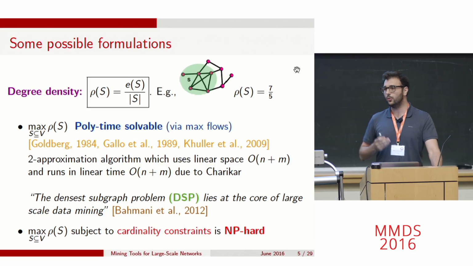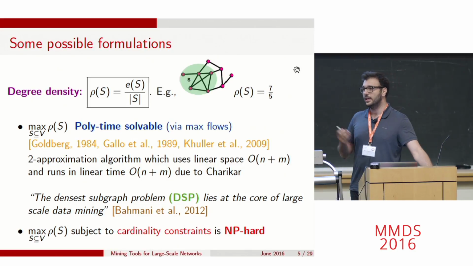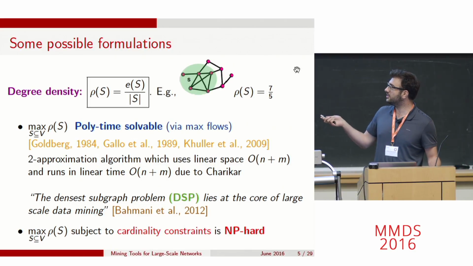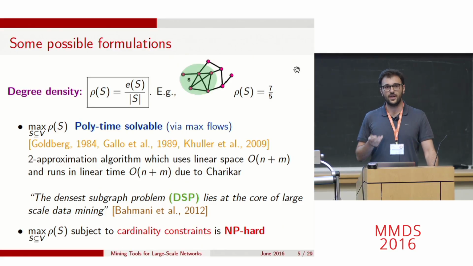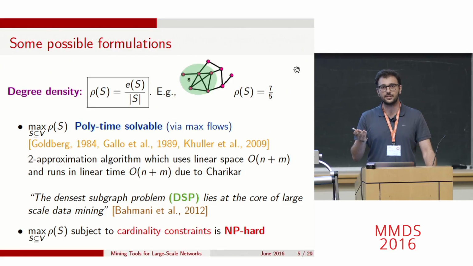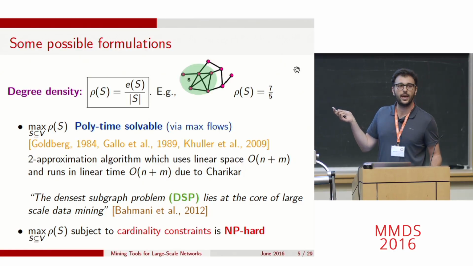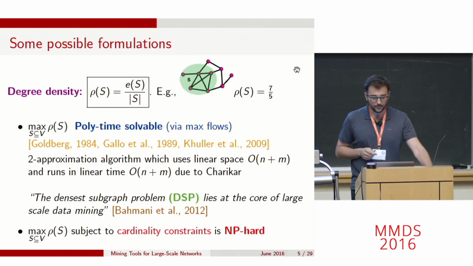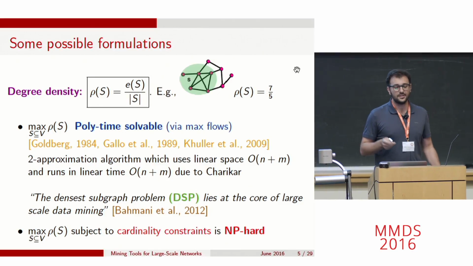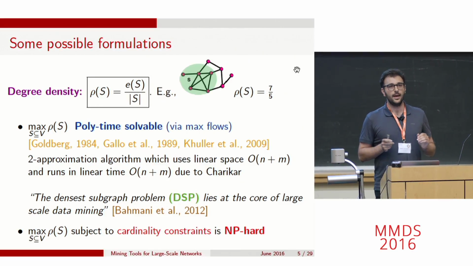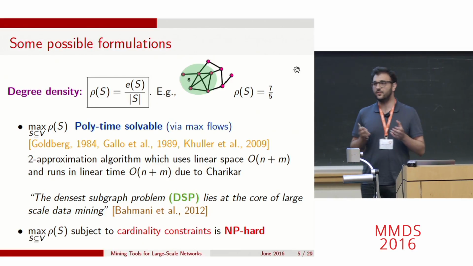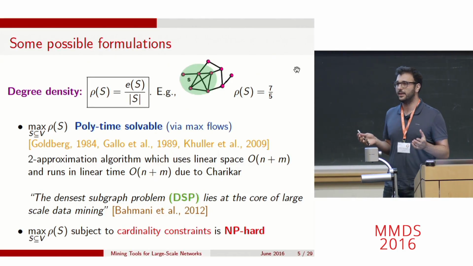So you may ask, why do we need an approximation algorithm if we can solve the problem exactly? Well, it turns out that the two-approximation is very, very efficient. It runs in linear time and uses linear space. So n is the number of nodes, m is the number of edges. This problem here is known as the densest subgraph problem. And as a problem by itself it is very important in many different applications.